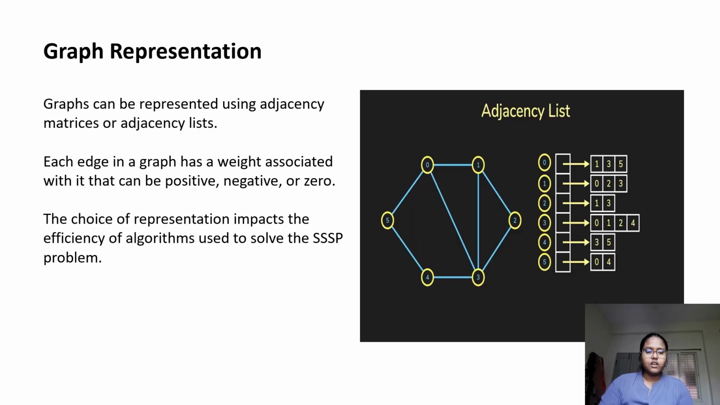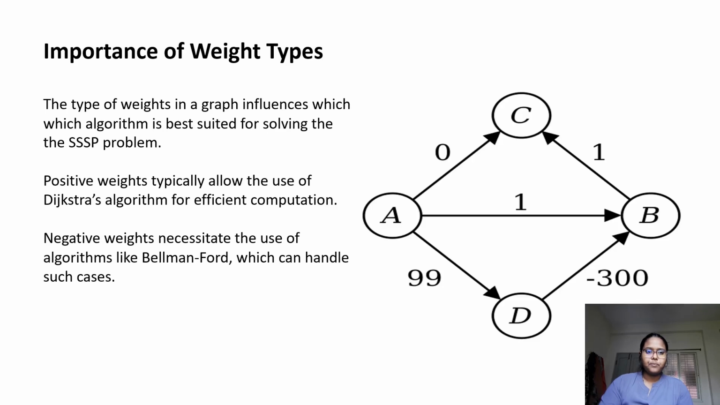Graph representations. A graph can be represented using an adjacency matrix or adjacency list. Each edge in the graph has a weight associated with it that can be positive, negative or zero. The choice of representation impacts the efficiency of the algorithm used to solve the SSSP problem. Importance of weight types. The types of weight in the graph influence which algorithm is best suited for solving the SSSP problem. Positive weights typically allow the use of Dijkstra's algorithm for efficient computation. Negative weights necessitate the use of an algorithm like Bellman-Ford, which can handle such cases.